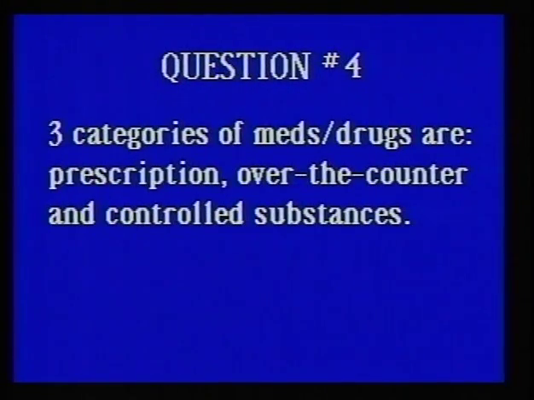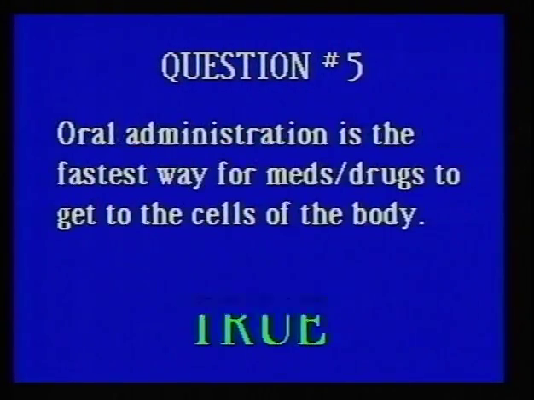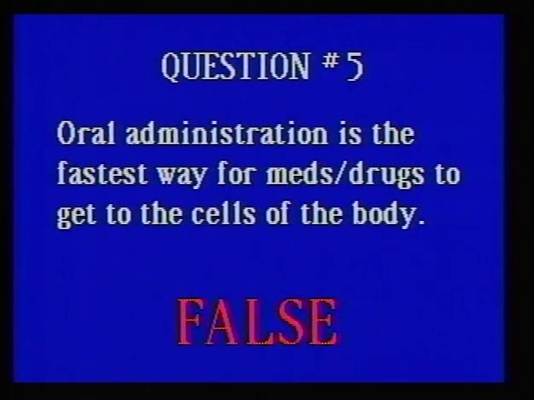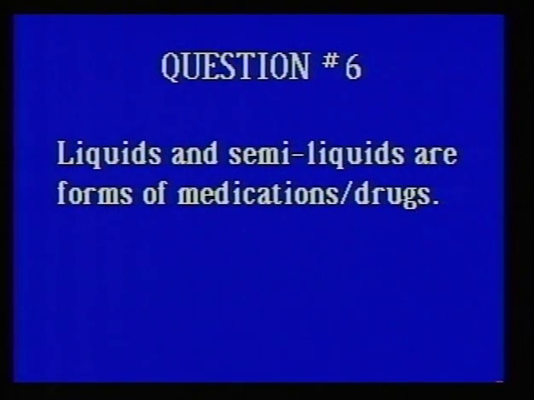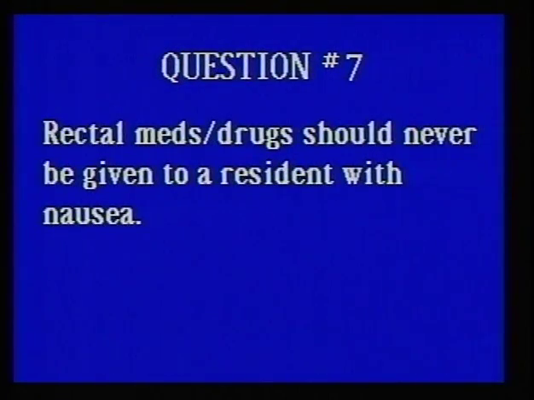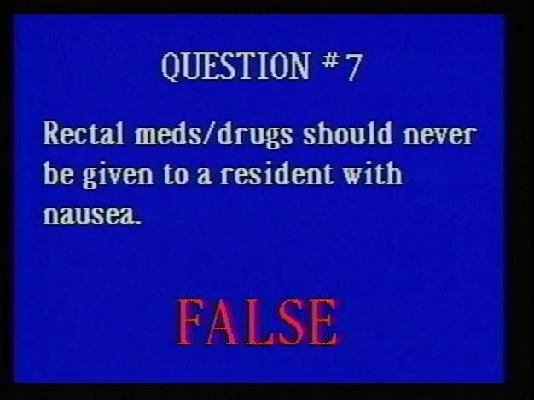Number 4, 3 categories of meds or drugs are prescription, over-the-counter, and controlled substances. This is true. Number 5, oral administration is the fastest way for meds to get into the cells of the body. This is false. Oral is the slowest, but often the safest and often the most economical approach. Number 6, liquids and semi-liquids are forms of medications or drugs. This is true. Number 7, rectal meds should never be given to residents with nausea. This is false. Rectal administration is actually a pretty good route of administration for residents with nausea.